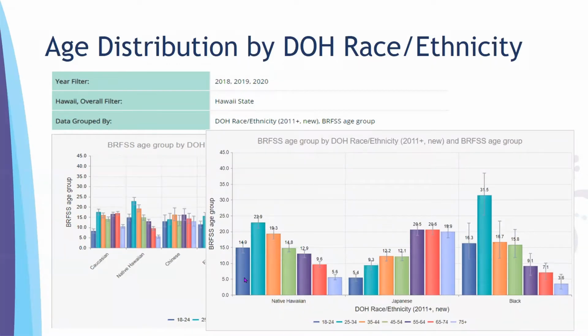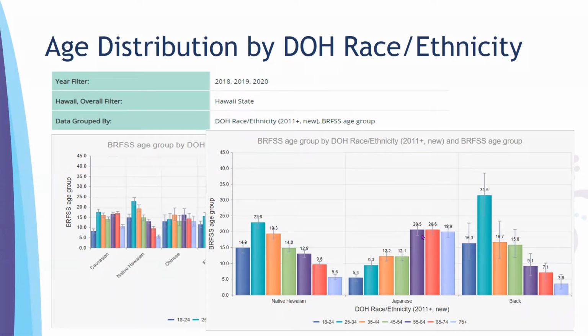So this is our age distribution for Native Hawaiians, with the different bars being 18 to 24, 25 to 34, 35 to 44, etc., right? And this is the distribution of the population among the Japanese. And this is the distribution of the population among those who identify as Black or African American. So you can see that in Hawaii, the folks that are identifying as Black or African American tend to be quite a bit younger than the folks that are identifying as Japanese.